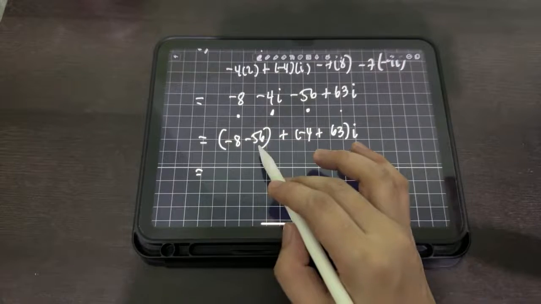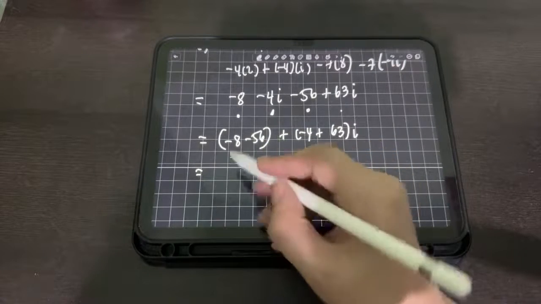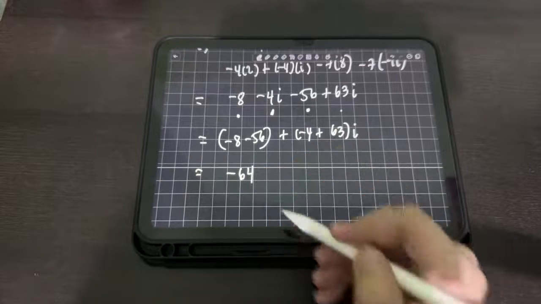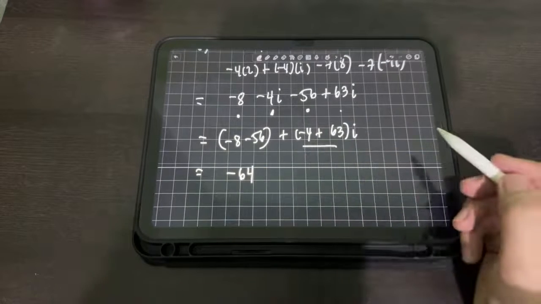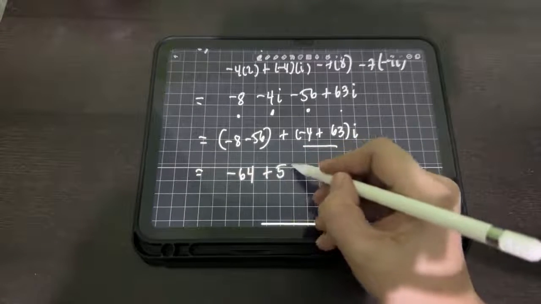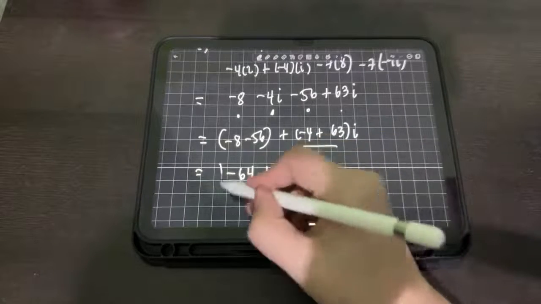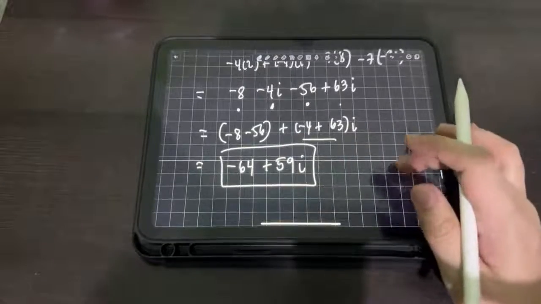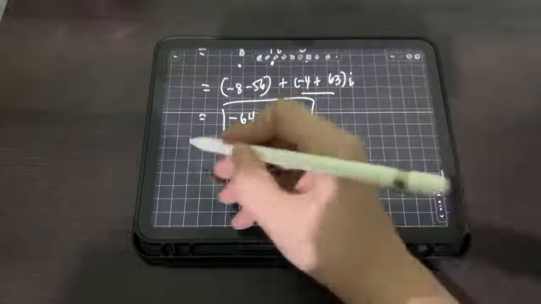So negative 8 minus 56, that's negative 64. And then negative 4 plus 63, positive 59i.